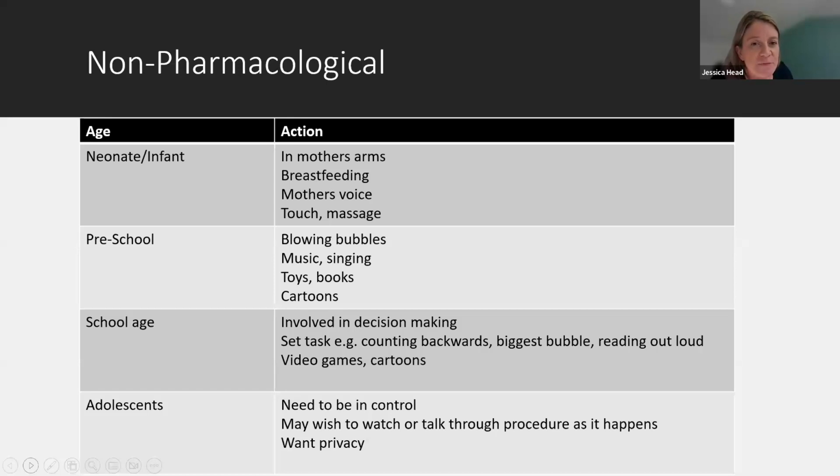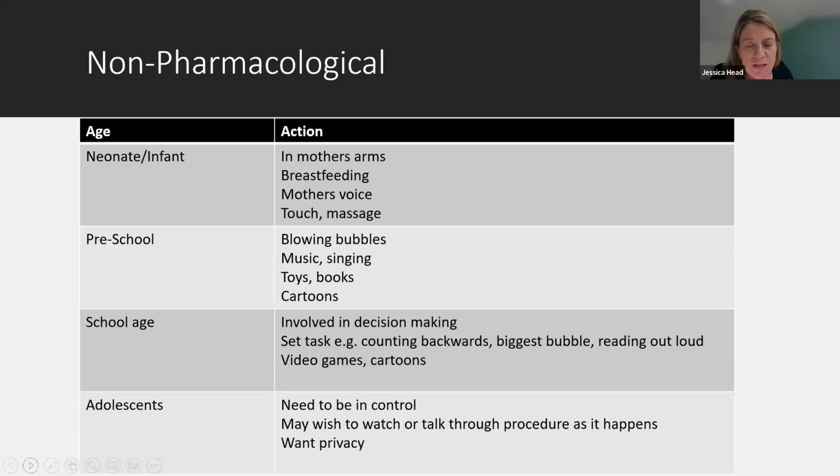So for the neonates and infants, if you're really skilled, then keep the baby in mum's arms breastfeeding. Allow the mum to talk to the child, stroke the child, massage the child, and you do your bloods at the same time. For the preschool kids, we know blowing bubbles is great fun, singing songs, playing music, those things work really well too. But as children get older, you need to start involving them a little bit more in the decision-making around the procedure.